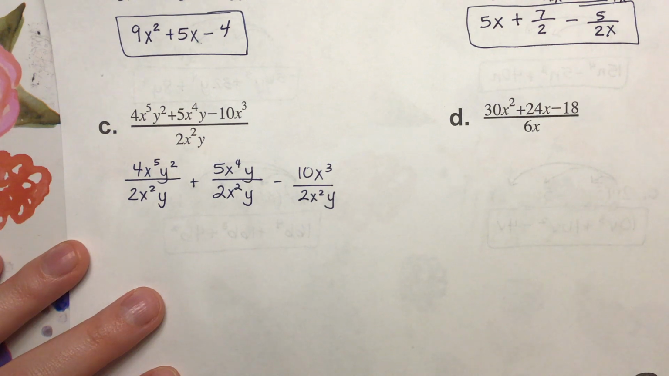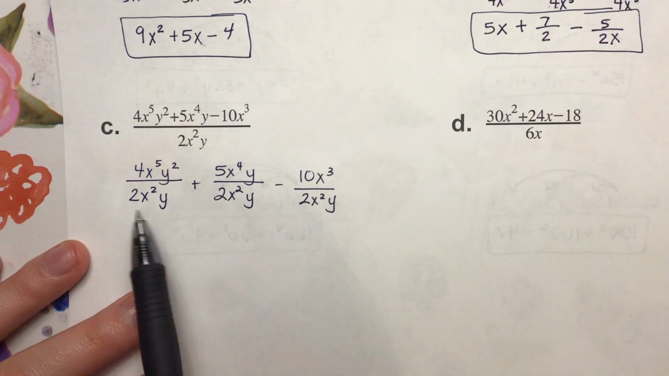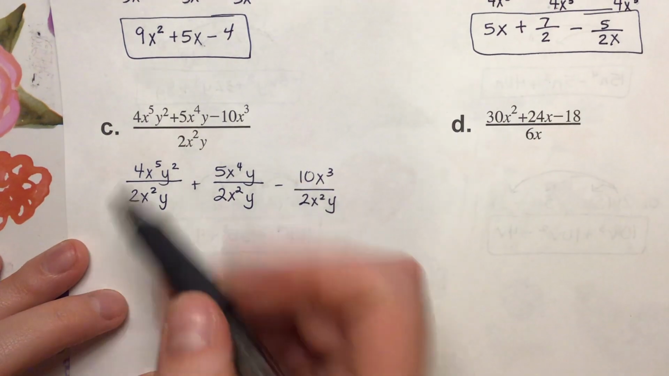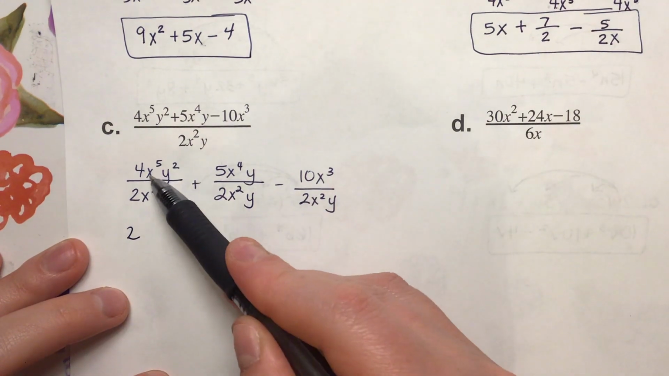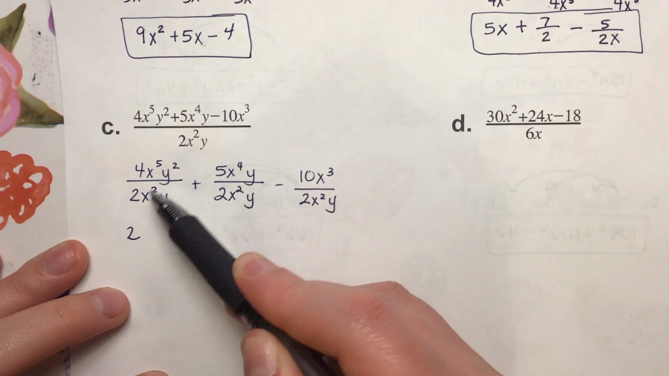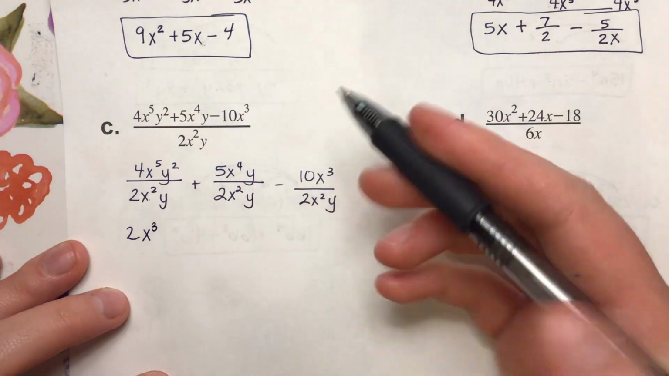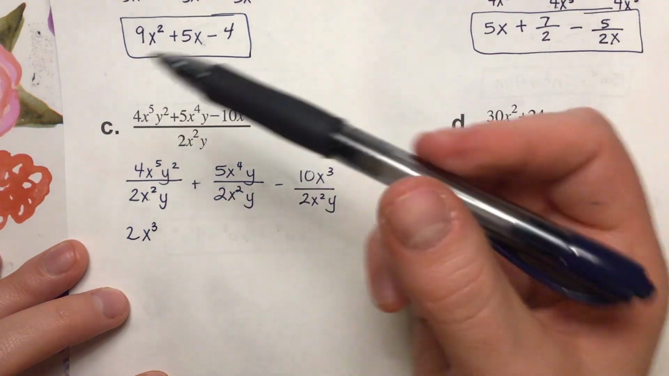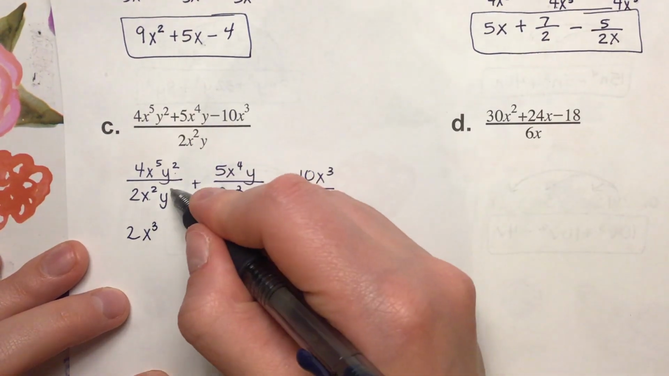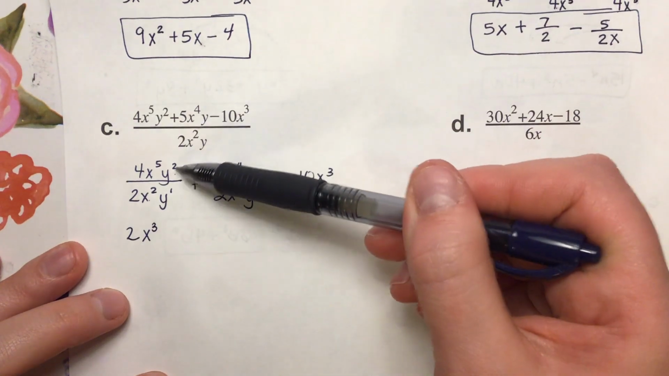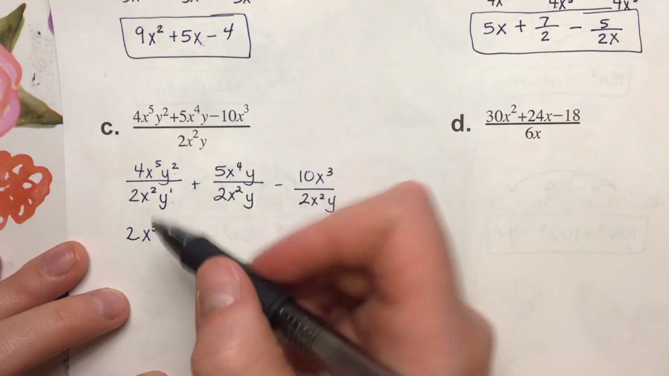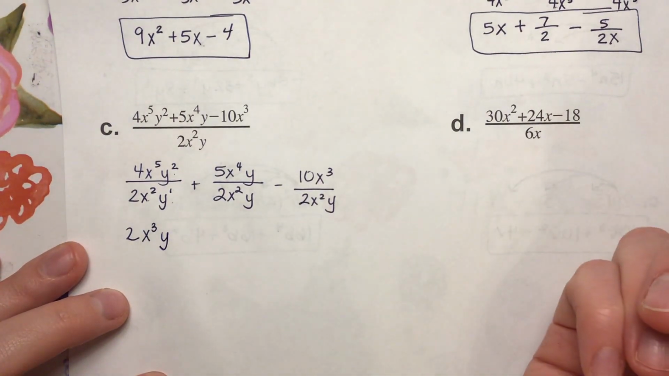So now it's time for me to divide each individual expression. Remember, I have to only divide common bases with common bases. So 4 divided by 2 is 2. x to the 5th over x to the 2nd, I'm subtracting the exponents on the x's. So 5 minus 2 is 3, so that's going to be x to the 3rd. Then I have y squared over y. There's an invisible 1 there. So when I'm dividing, I subtract exponents, so that's just going to be y.